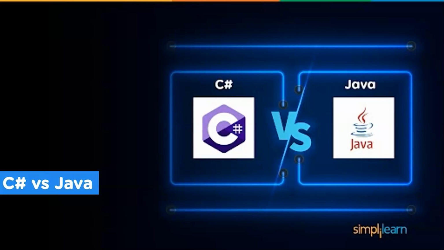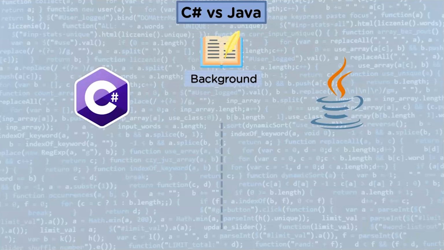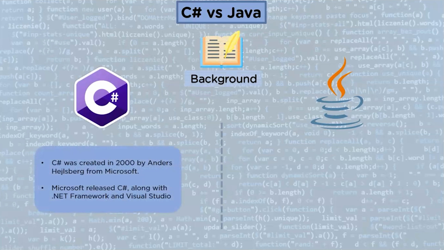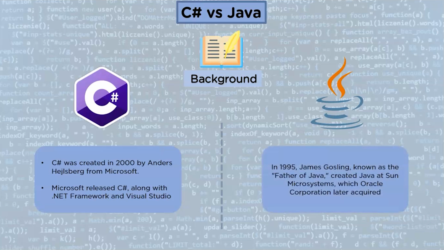Now let us look at the comparison between C Sharp versus Java depending on different parameters. The first parameter is the background. C Sharp was created in 2000 by Anders Hejlsberg from Microsoft. Microsoft released C Sharp along with .NET Framework and Visual Studio. In 1995, James Gosling, also known as the father of Java, created Java at Sun Microsystems, which Oracle Corporation later acquired.